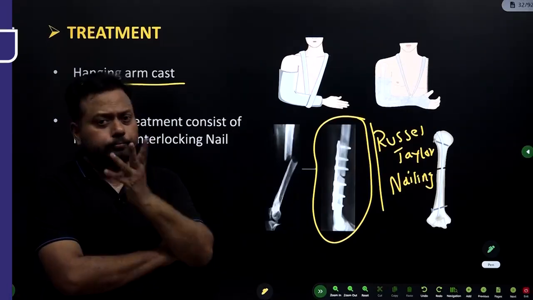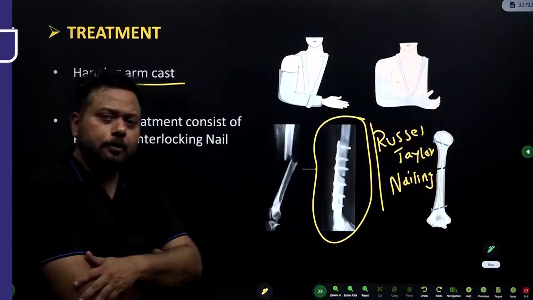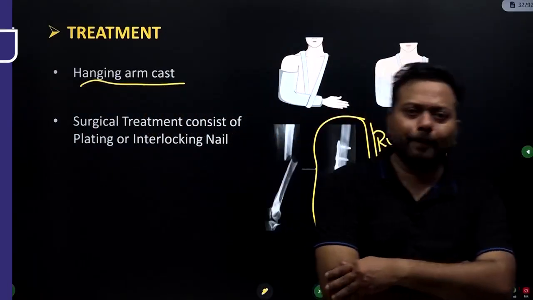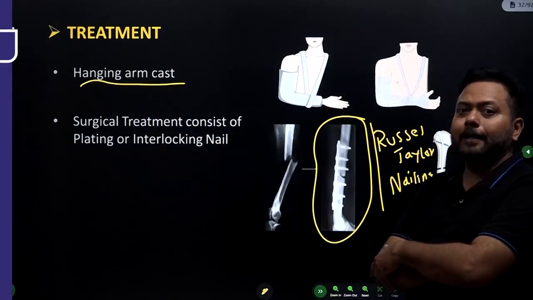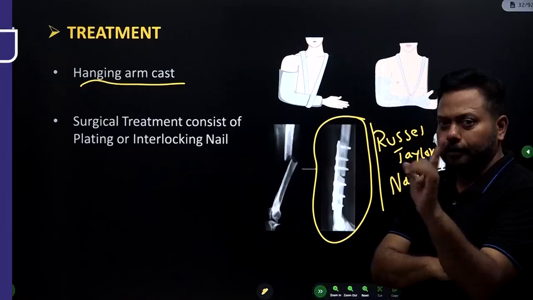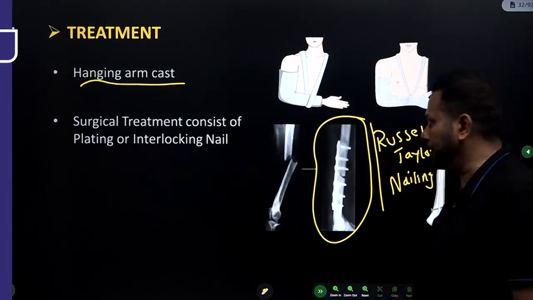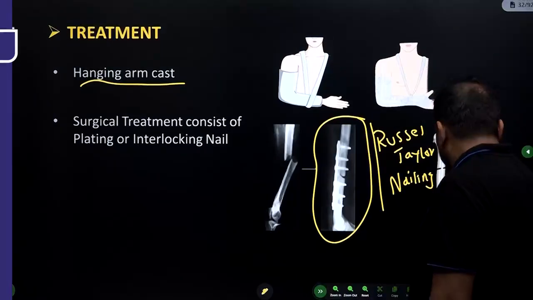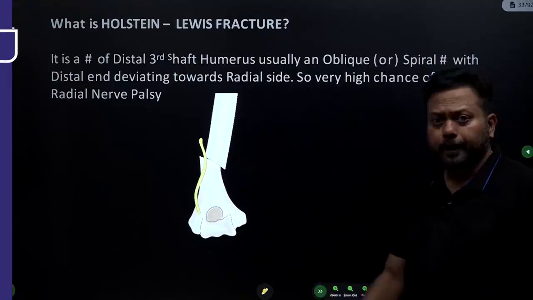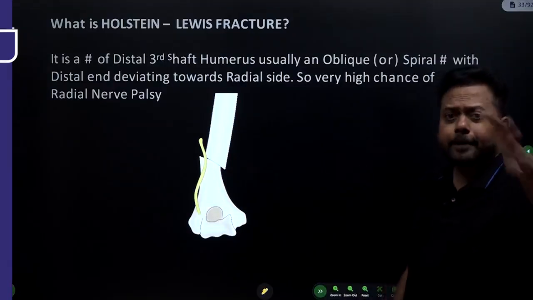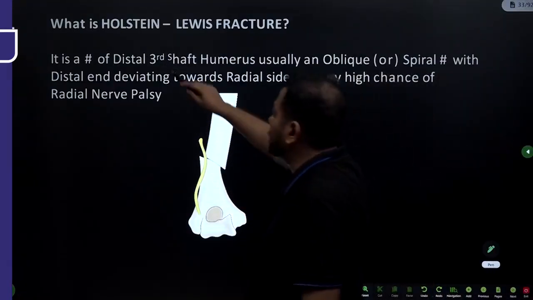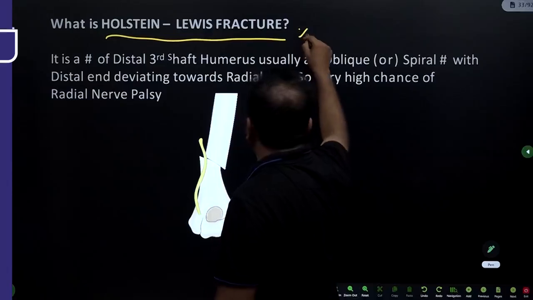So, nailing is superior to plating. That's the concept. In a very osteoporotic bone or pathological fractures, nailing is superior to plating. This was once an asked question. So, after that, in humerus fracture, a repeatedly asked question, you should know what is Holstein-Lewis fracture, a named fracture.